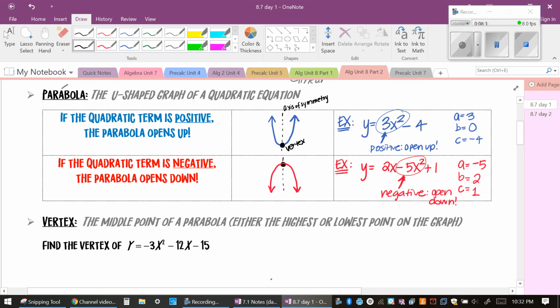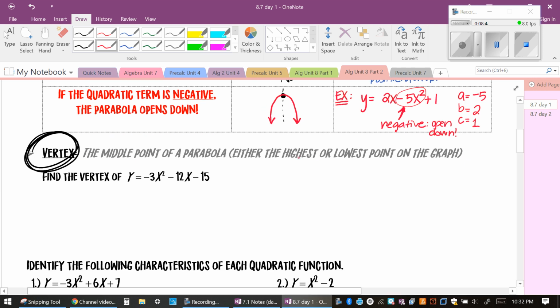So take a minute and write that down. The vertex is the middle point of a parabola. If your parabola opens up, then the vertex is the lowest point. We call it a minimum. If your parabola opens down, then the vertex is a maximum because it's the highest point in the parabola. So again, if it is the highest point, we're going to call it the maximum. If it's the lowest point, we're going to call it the minimum or min.